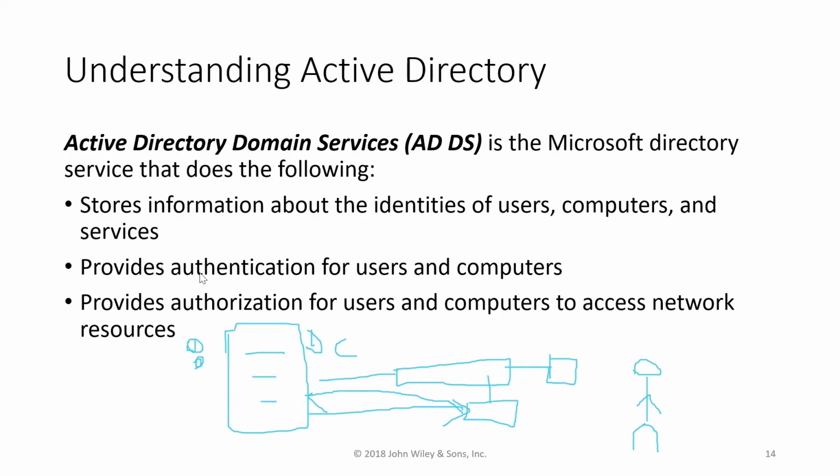It provides authentication for users and computers. It also provides authorization for users and computers to access the network resources. Now, once the user is authenticated, the username and password is verified. The next thing is that the system will now check what the person is allowed to access. Which folders can the person access? That is where authorization takes place.